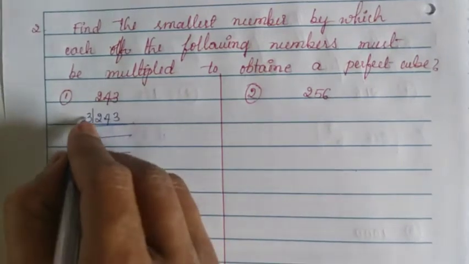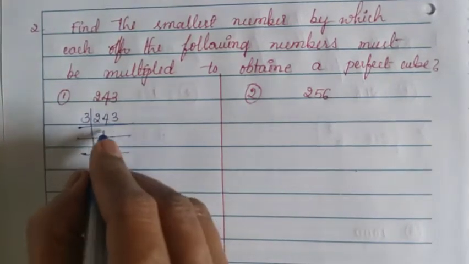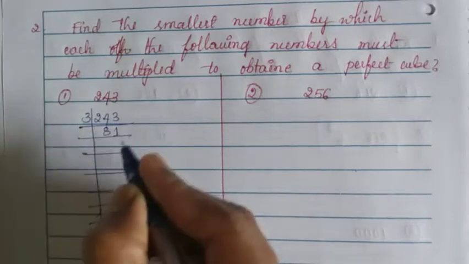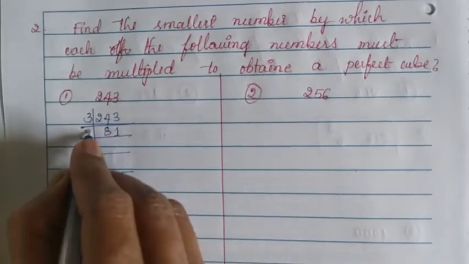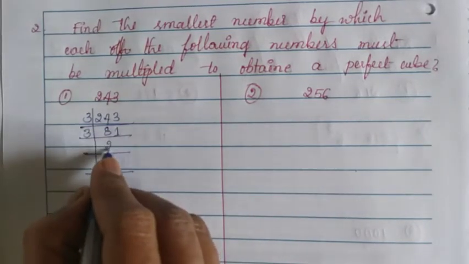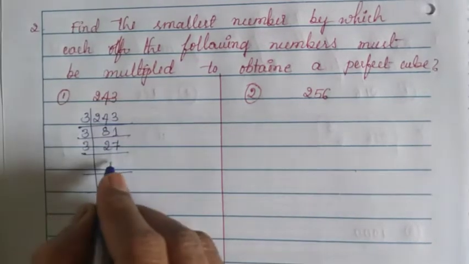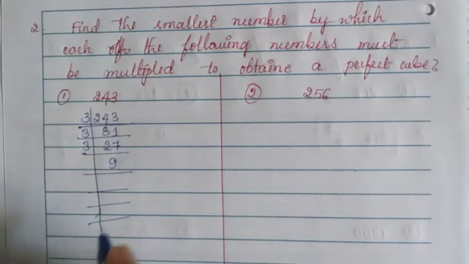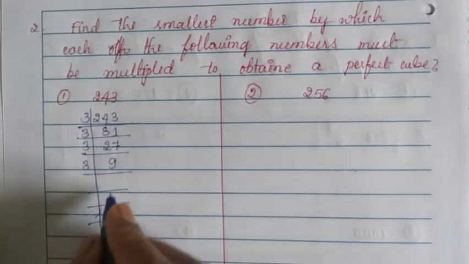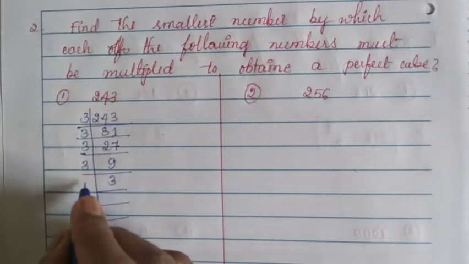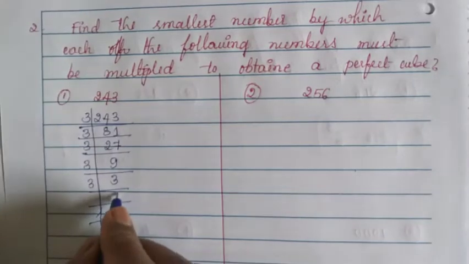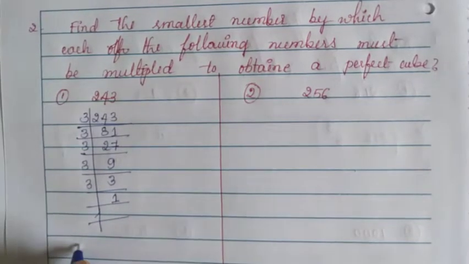Now let us start with which number? 3. Yes, 3. How much is possible? 3 8s are 24, 3 1s are 3. Now again from 3. 3 2s are 6, 3 7s are 21. Again with 3. 3 9s are 27. Now again with 3. 3 3s are 9. Now from 3. 3 1s are 3.